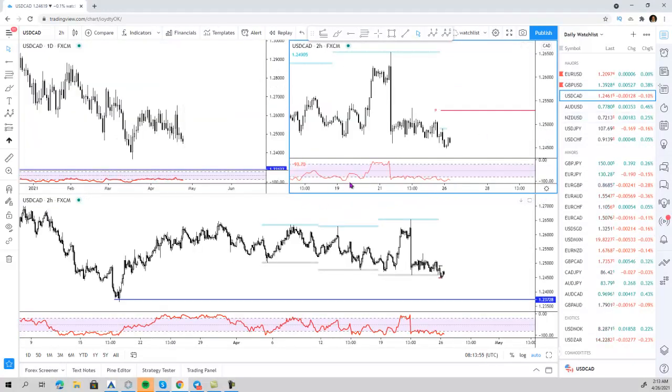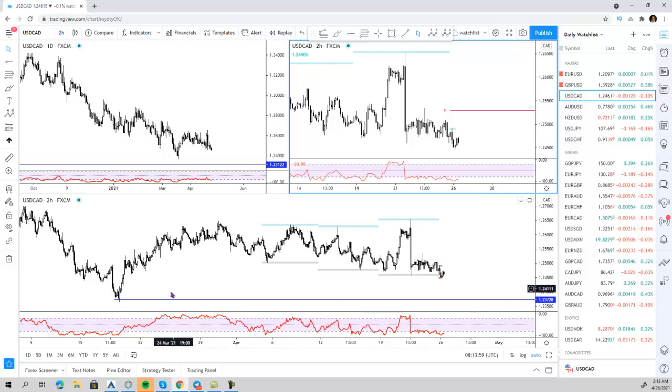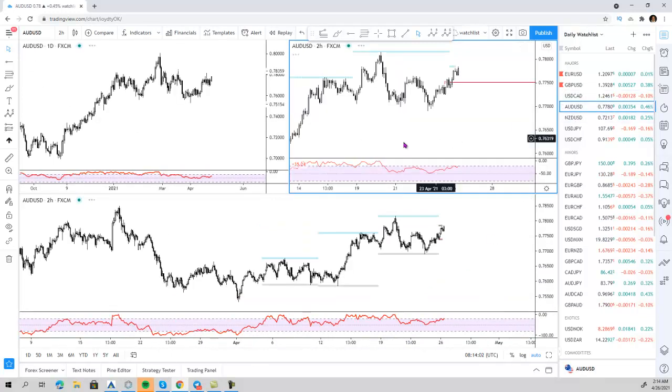US dollar CAD, there's absolutely nothing here. This is too choppy. We are at the very lows of a move. I am not doing anything here.